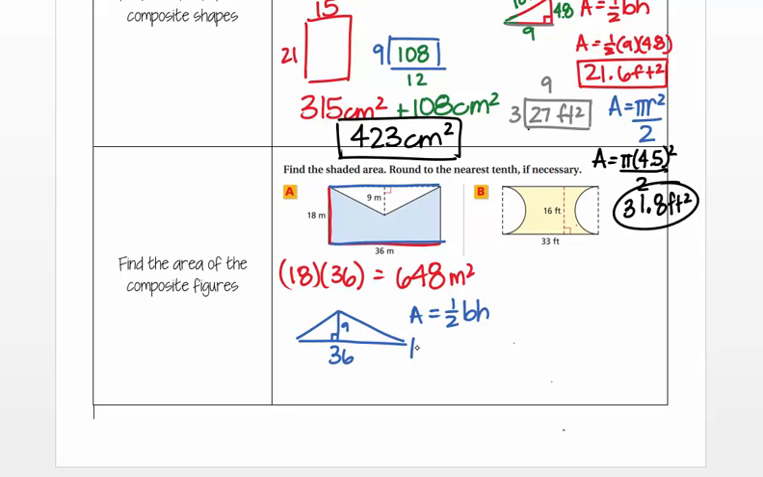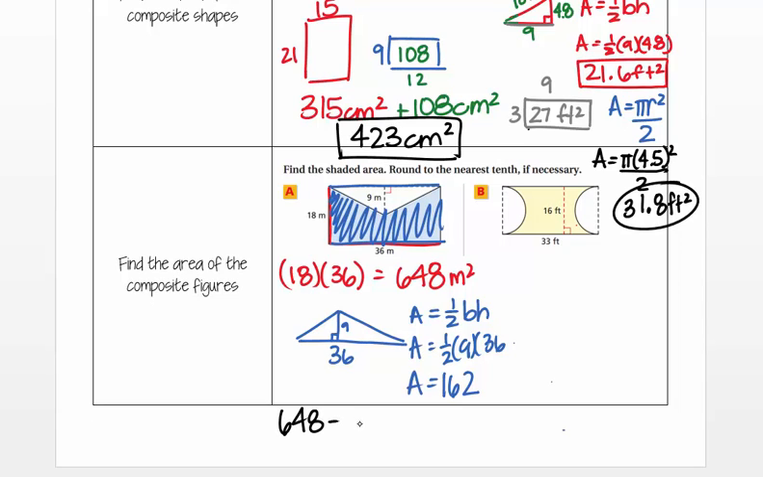So then this just becomes something to plug in your calculator. 1/2 of 9 times 36. And we end up with 162. So remember, I just want the shaded region. This is what I'm looking for here. So I'm going to take 648 and take away 162. And we end up with the shaded region being 486 meters squared.